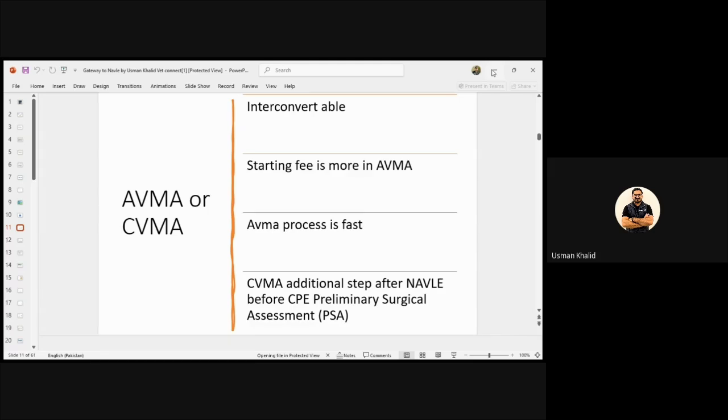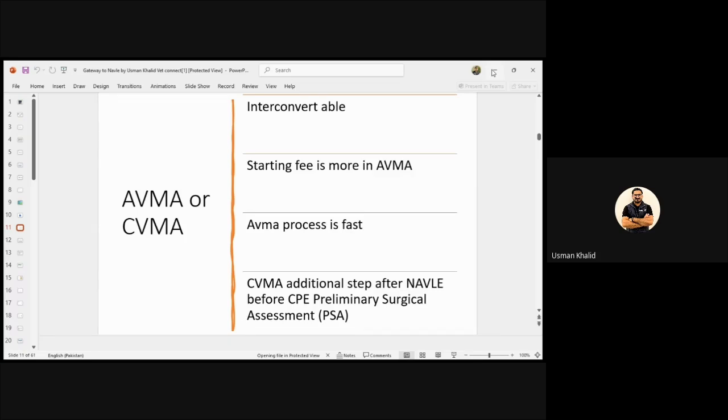The next thing is AVMA and CVMA. Basically, AVMA and CVMA are interconvertible bodies. You can start with AVMA and you can convert into CVMA when you are done. For example, when I have done with ECFVG, CPE or something like this, you don't need to really go for anything. You just need to send them. They have some fees, and you need to fill out some forms, and you can convert your scores, and you can get your certificate from them.